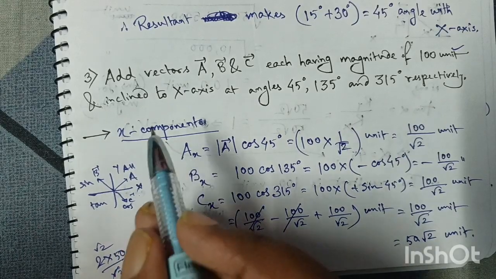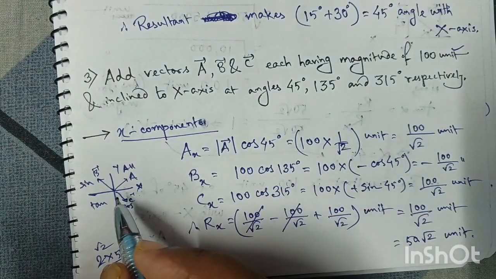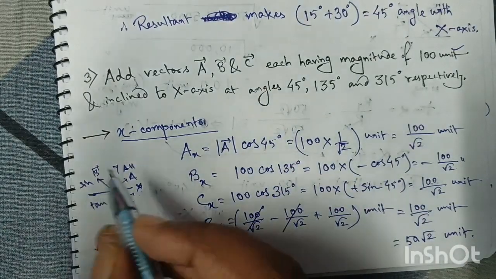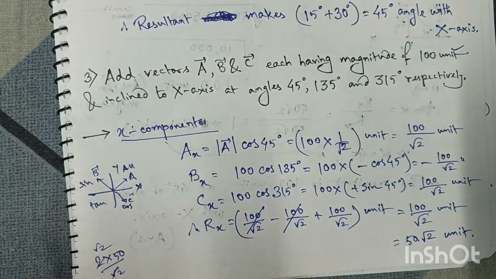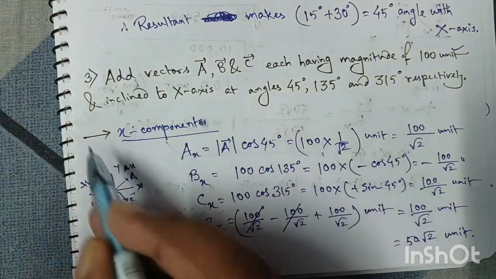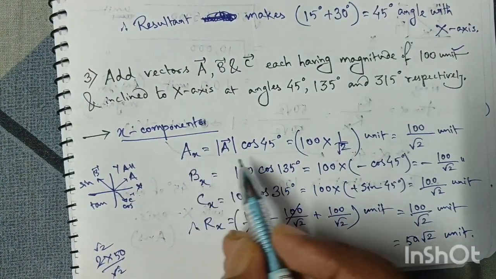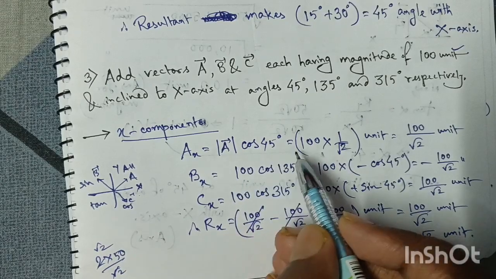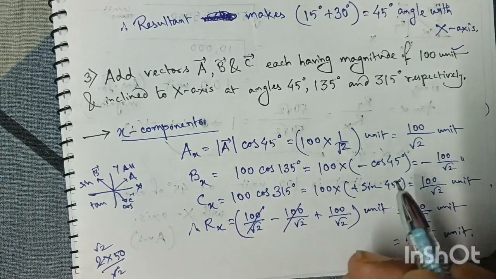break each of these vectors into two components. So one is x component, another is y component. It may be along positive or negative x-axis, or maybe along positive or negative y-axis respectively. Now talking about x component, Ax is equal to mod A cos 45 degree is equal to 100 by root 2 unit.